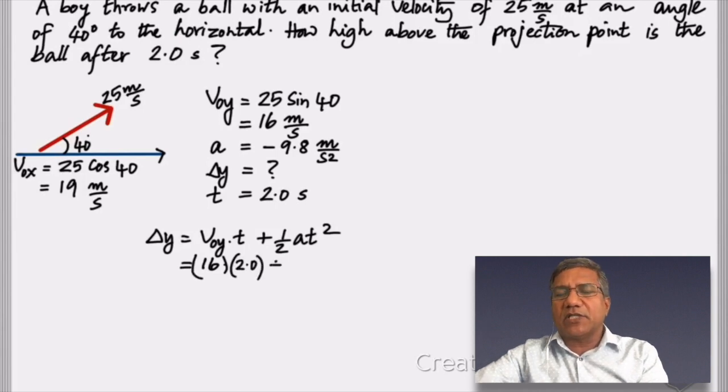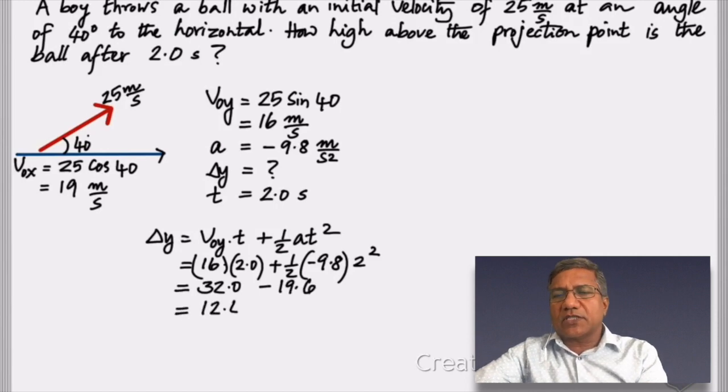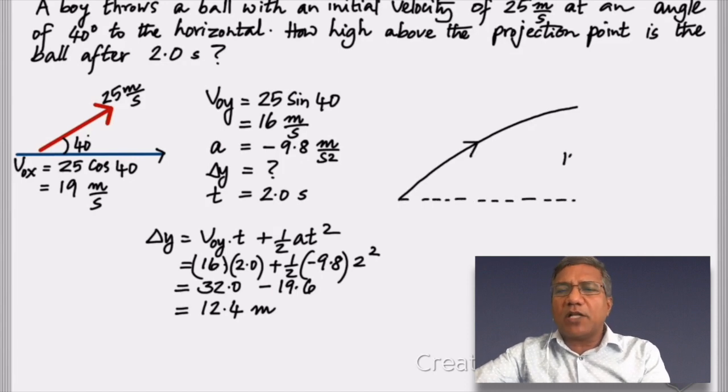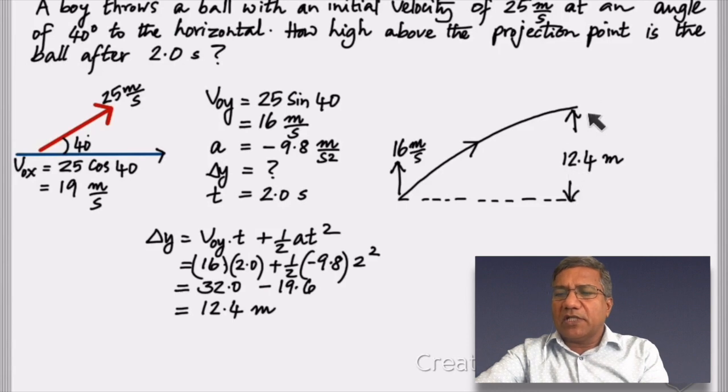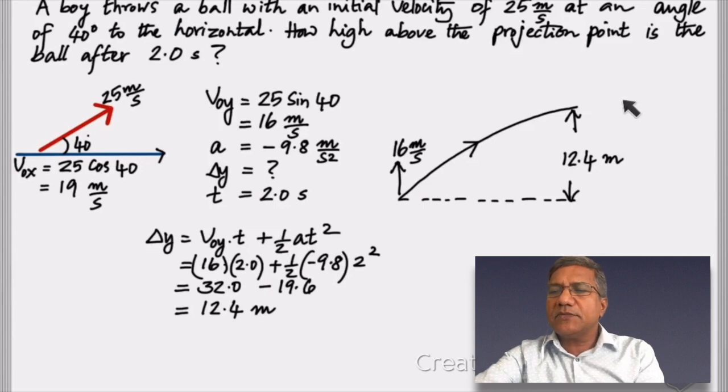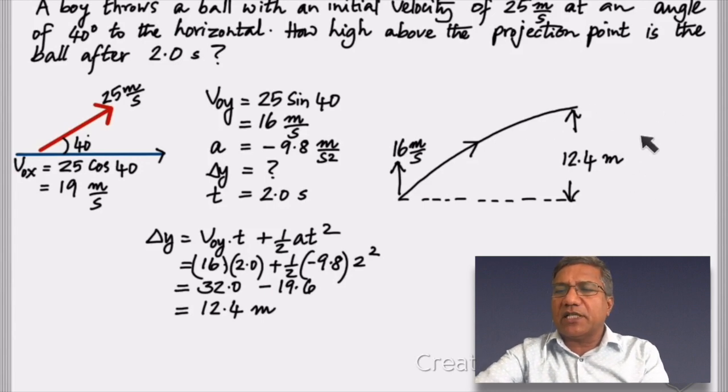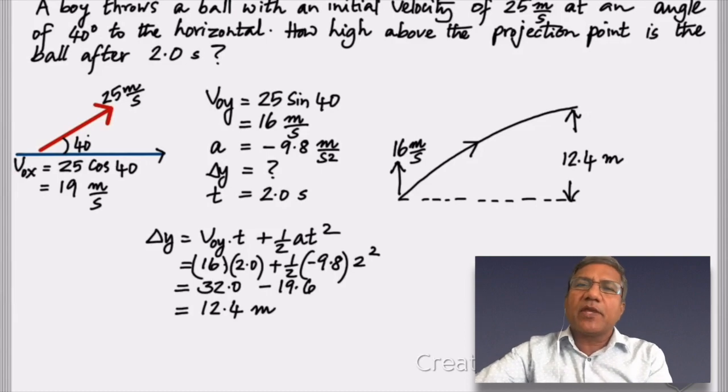And when you plug it into that equation carefully, 16 times 2 plus 1/2 times negative 9.8 times 2 squared. So 16 times 2 is 32, and then you have negative 19.6. So you get 12.4 meter. I'm just trying to show you what that means. It started off from here, and after 2 seconds, delta y is 12.4 meter. This may not be exact. Actually, it has to be a little bit after its maximum height. It's coming down. You will see that.